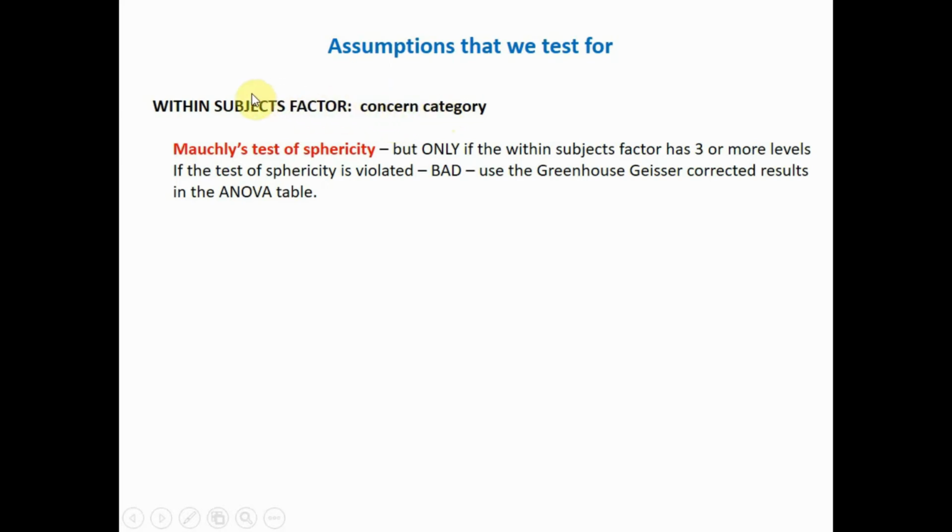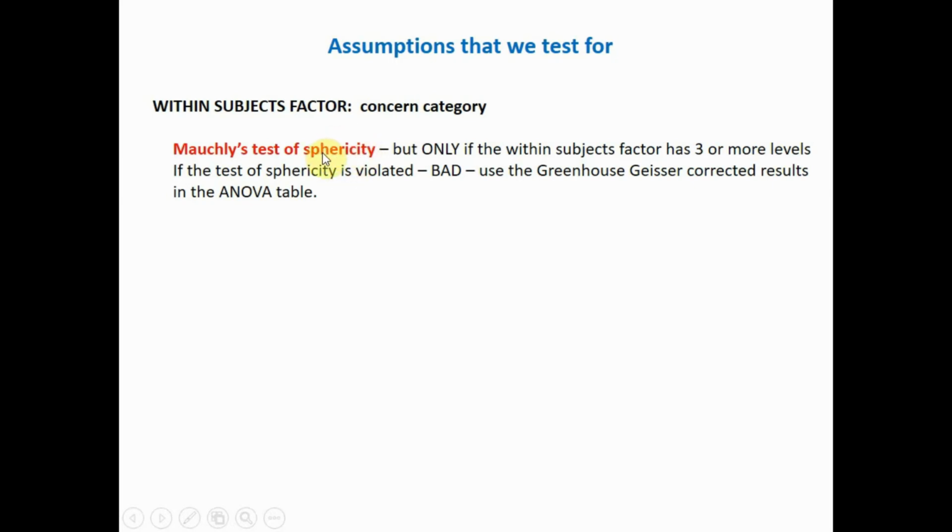When you have a within subjects factor, you have to satisfy the assumption called sphericity. Where is that? Here. That's the assumption. I'm not going to go into any detail about what sphericity is, but what you need to know is that we want to have it. If we have sphericity, that's good. It means the assumption holds. But if we don't have sphericity, that's bad because it means we have a violation.